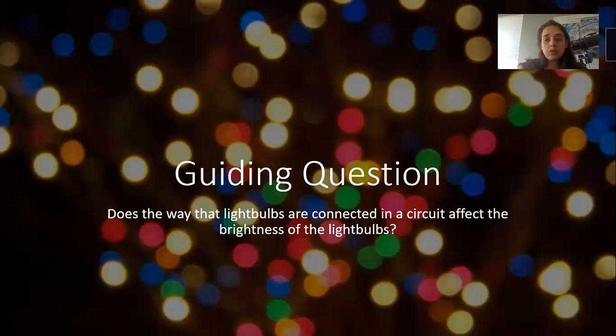Today we are going to explore what happens when you have multiple light bulbs connected to a circuit and what happens when they're connected in different ways. Today we'll mainly be doing a PhET simulation activity that's going to help us answer the question: does the way that the light bulbs are connected in a circuit affect the brightness of the light bulbs?